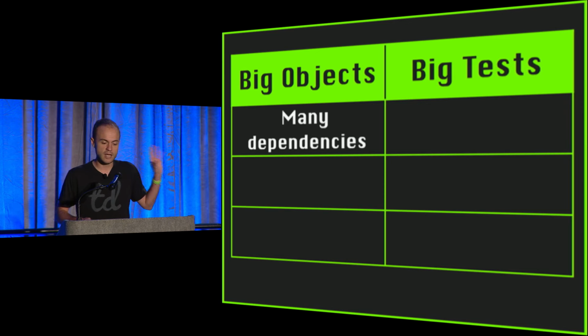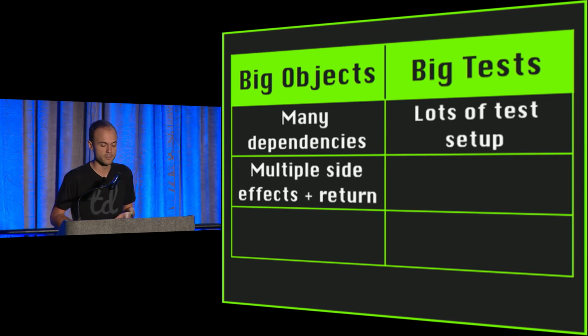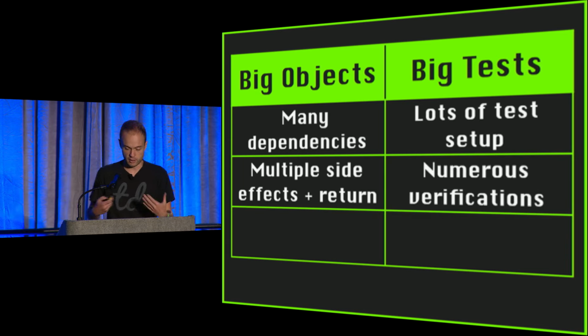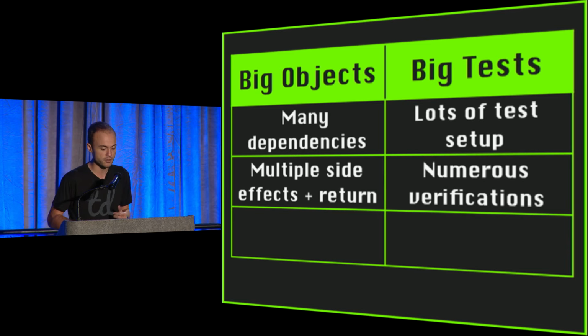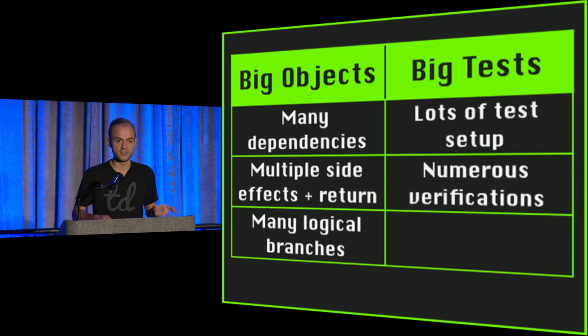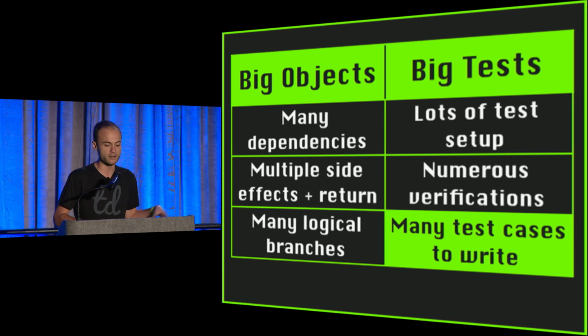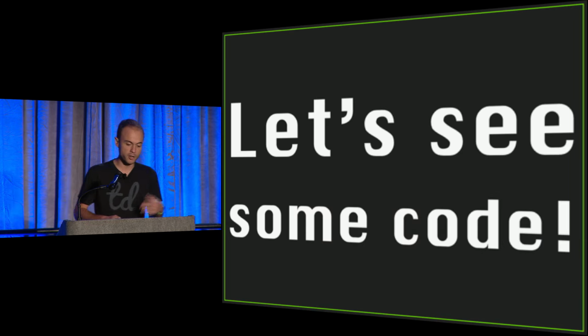For example, big objects have a lot of dependencies, and big tests, as a result, have lots of test setup. Big objects have lots of side effects in addition to whatever they return, and therefore tests have to have numerous verifications. But the tricky bit is that big objects have many logical branches based on arguments and state, which means that we have many test cases to write to cover everything, and this is where things really fly off the rails. So let's take a look at some code.